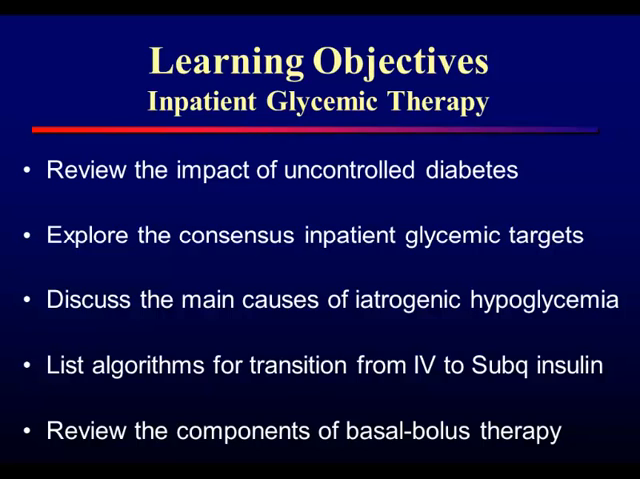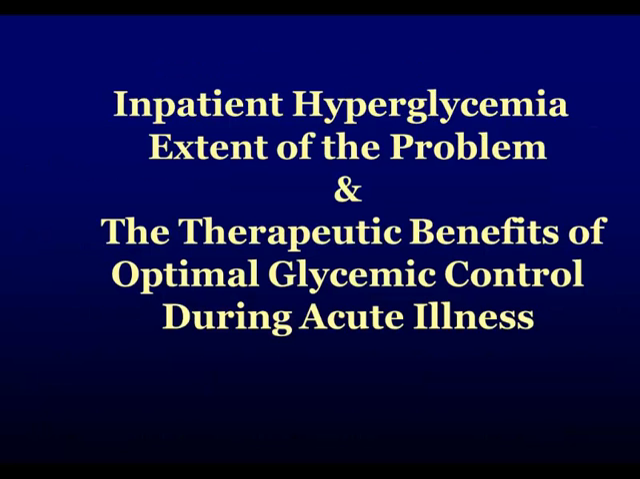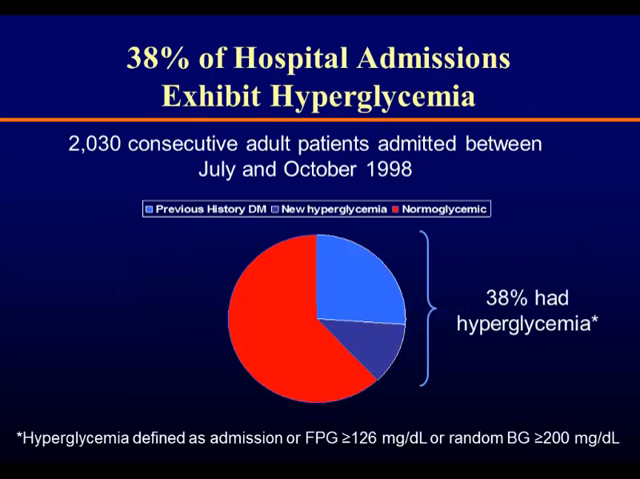Okay. So objectives of this talk are to review the impact of uncontrolled diabetes in the hospital, explore consensus inpatient glycemic targets, discuss iatrogenic hypoglycemia, talk a little bit about algorithms and transitions from IV to sub-Q, and review briefly basal-bolus therapy. This is really about an hour to hour and a half talk. So, we're going to try to condense it, and I'll try not to talk too fast.